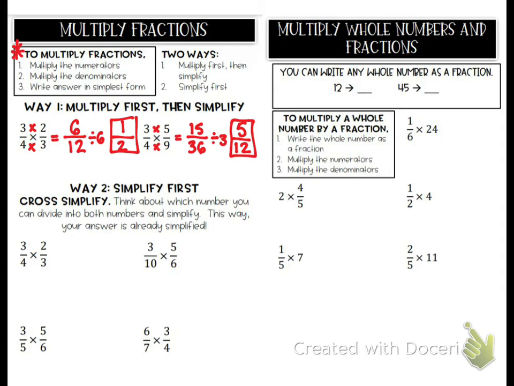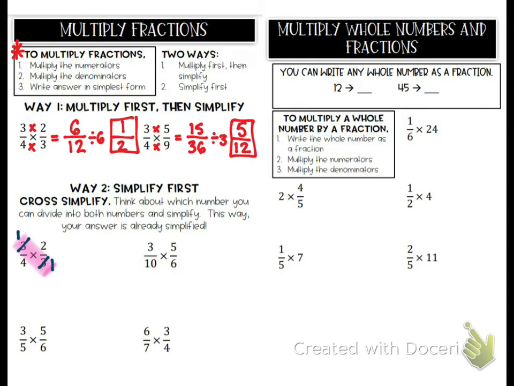So let's look at the second way. This is my favorite way to do it because I'm usually working with smaller numbers and it's a lot easier. You simplify first, so you cross simplify. So you're going to look crisscross and see if those numbers can be divided by the same thing. So 3 and 3 are the same number, which means that they are going to change to a 1 because 3 divided by 3 is 1.